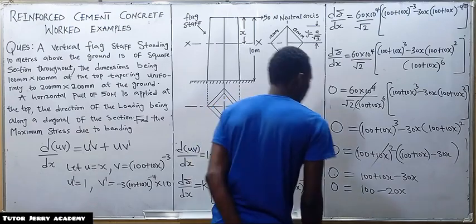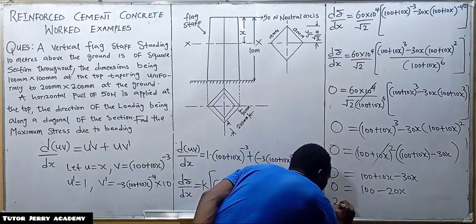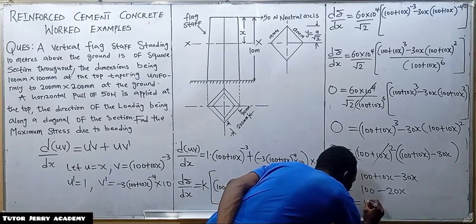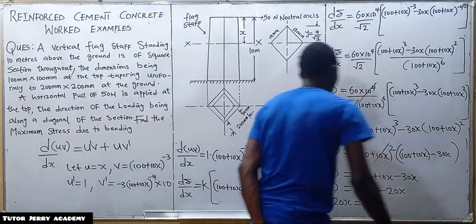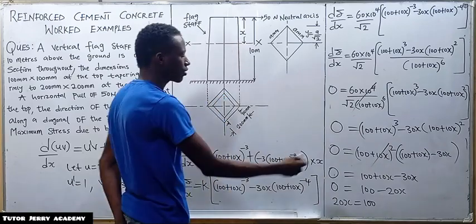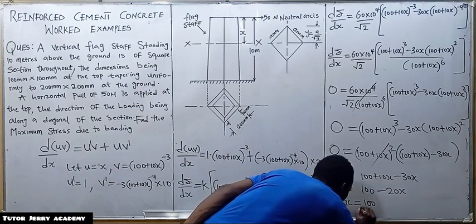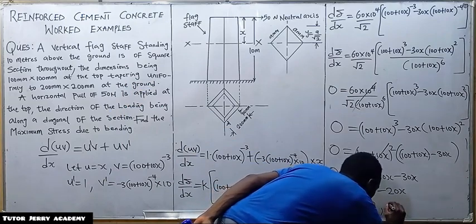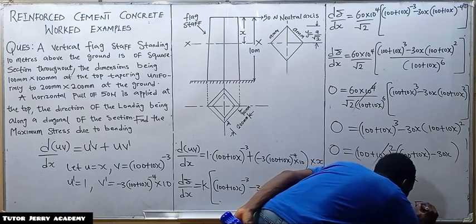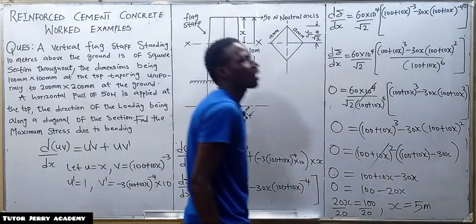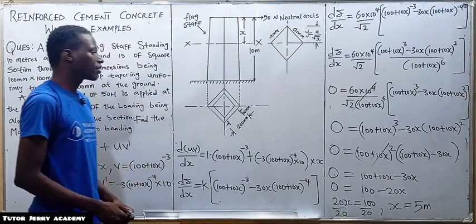This is equal to 0 equal to 100 minus 20x. So this is the same thing as saying 20x is equals to 100. If you divide 100 by 20, you have 5. So divide by 20, it implies that x is equals to 5. x will be equals to 5 meters. This is the value for x.